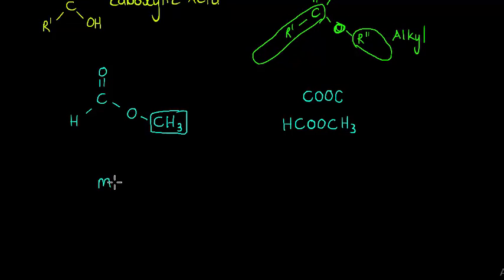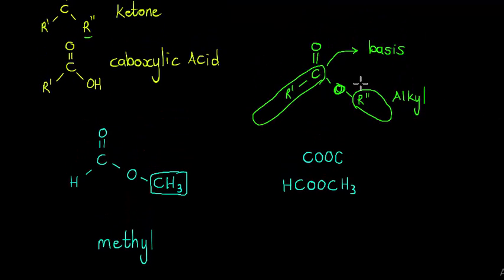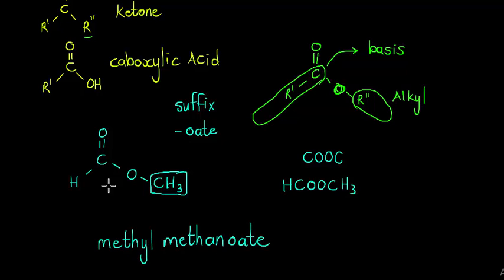This is methyl. That's methyl. And I mentioned in the previous video that for esters we use the suffix -ate. So this is methyl methanoate. Why? Because the basis for this name is that there's one carbon, so it's methane, and then because this is an ester, it's -ate.